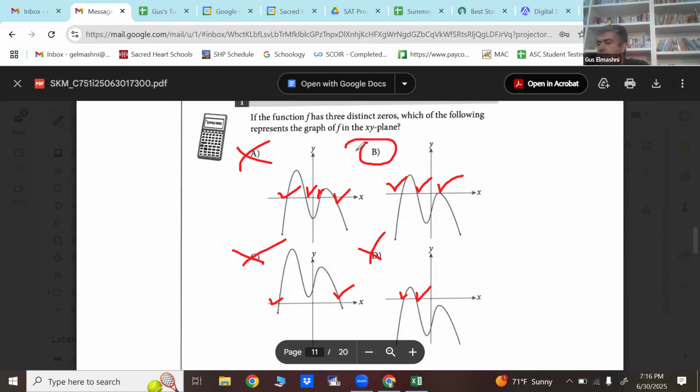Dumb question: if the function has 3 distinct zeros, how do you know it's the x-axis, not the y-axis, that it hits 3 times? It can't cross y 3 times because it would cease to be a function. It would fail the vertical line test. And when it says 3 zeros, it means when y is 0, so you have to be crossing the x-axis. Remember, the number of zeros a function has are the x-intercepts. That's the algebraic-graphical connection.